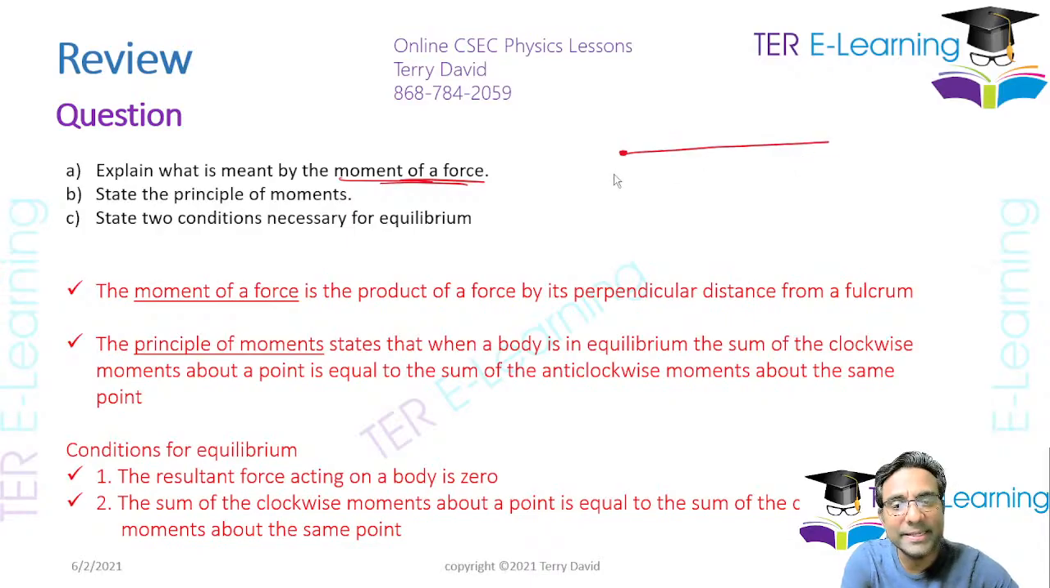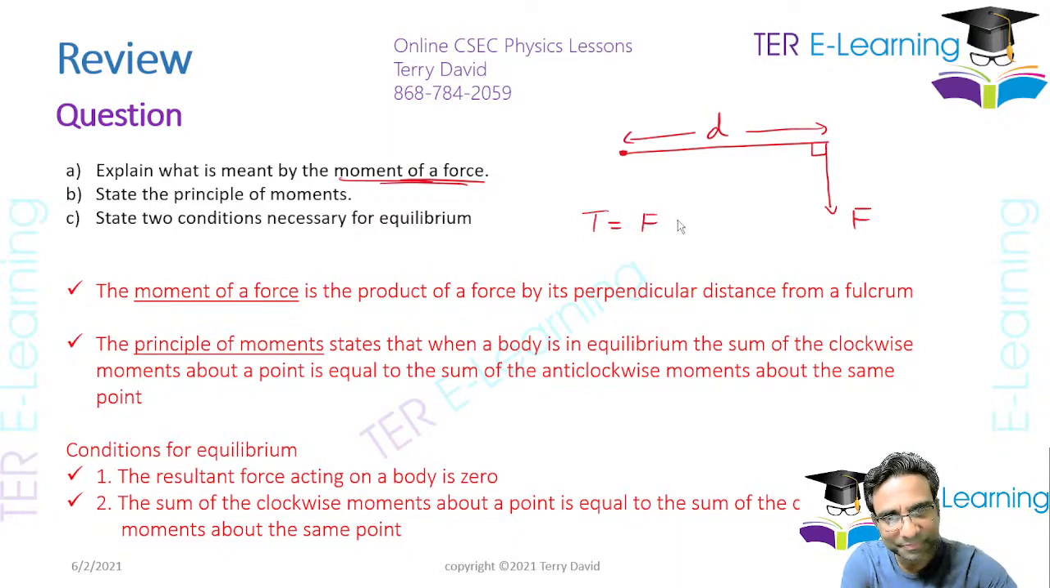So that is my pivot. This is a force that is acting at right angles to the line of action to where the pivot is. So this is my force here. This is my distance, my perpendicular distance from my pivot. So the moment of a force, T, is given by F multiplied by D. That is what is meant by the moment of a force.